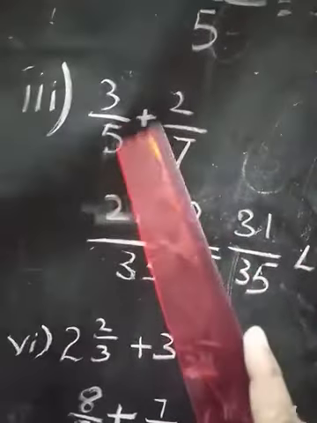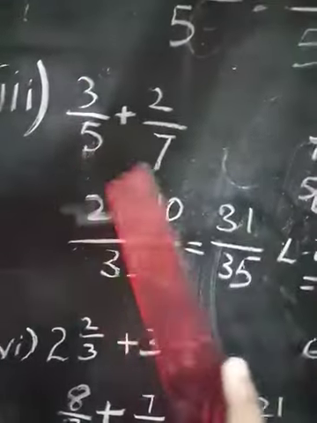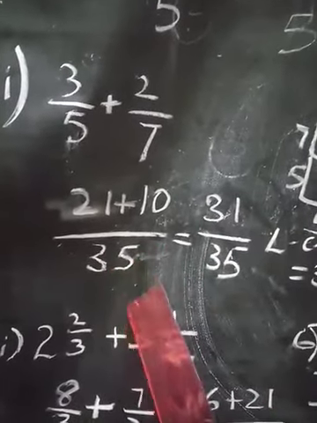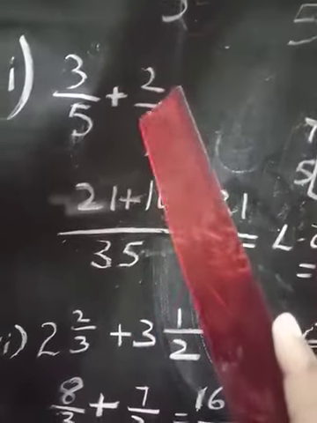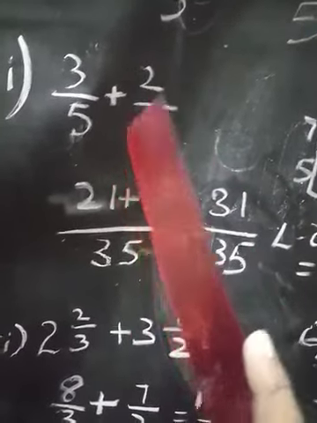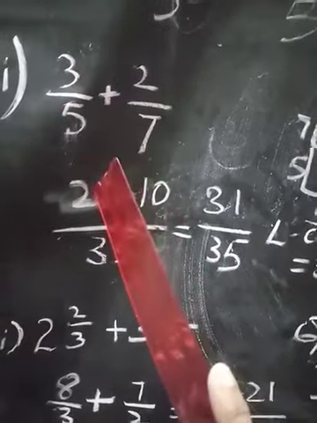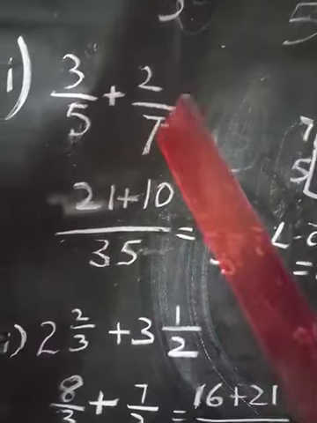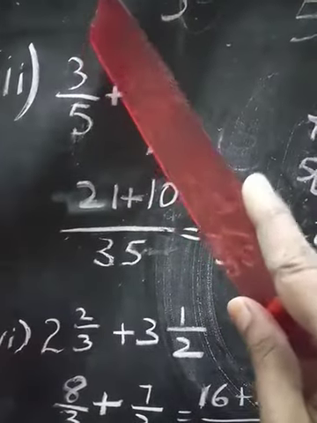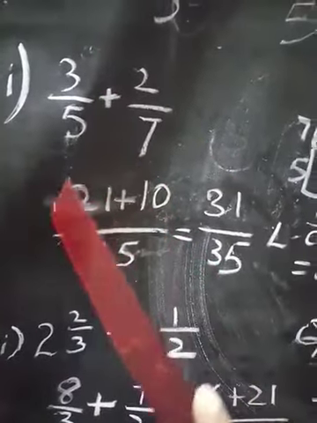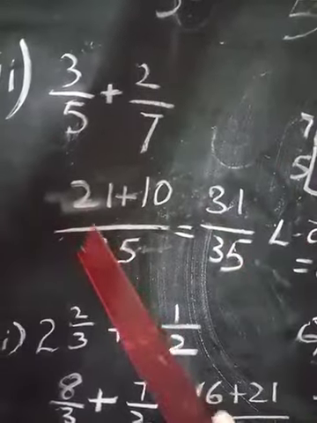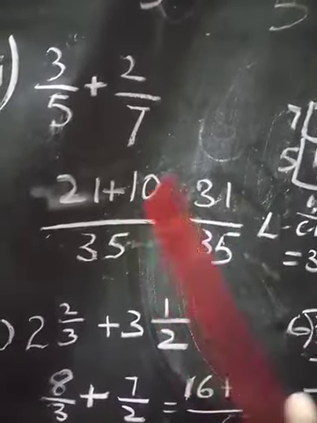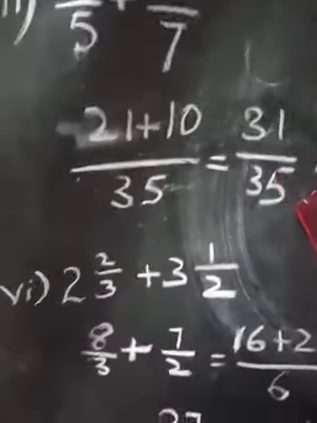So first step you have to do is, first you have to find the LCM. Next you have to write the LCM commonly, and the number what you multiply with the denominator to get the LCM, that number should be multiplied with the numerator. Okay students, first you should convert this into like this. So next you have to add 21 plus 10 is equal to 31 by 35.